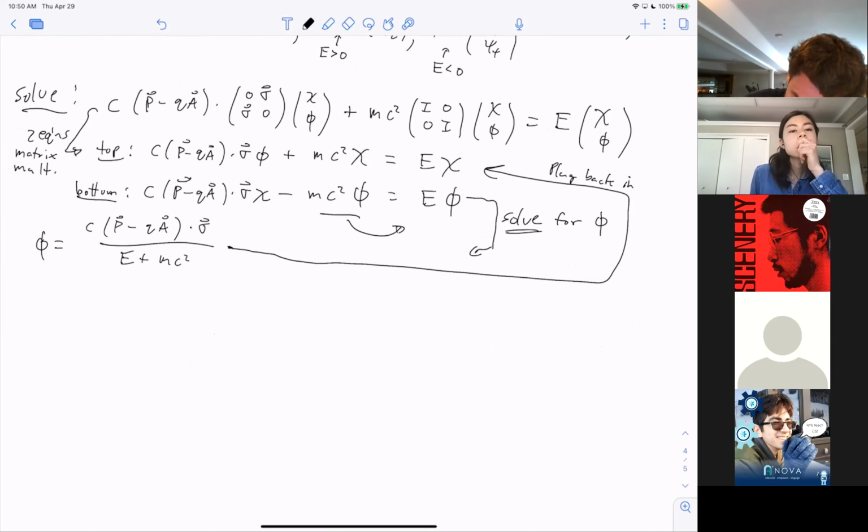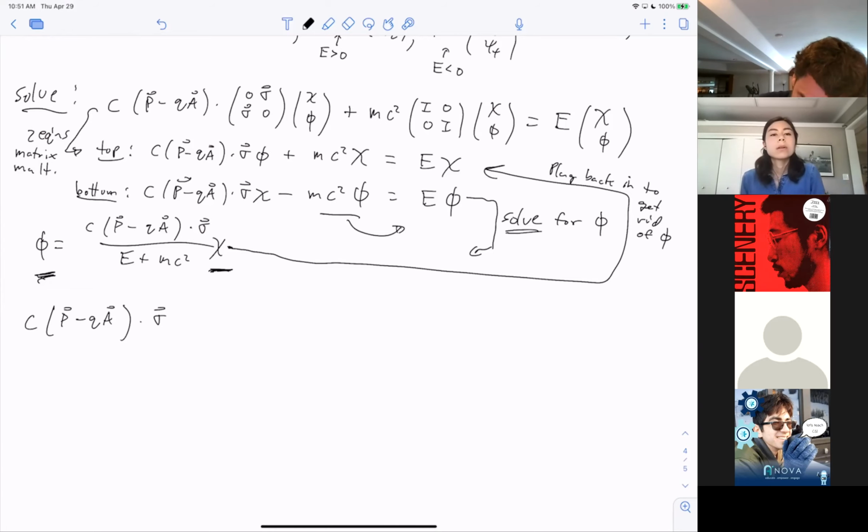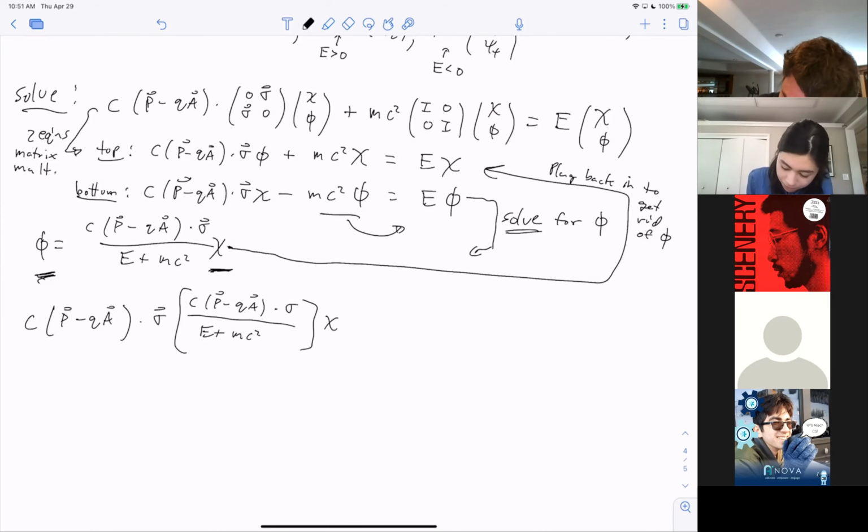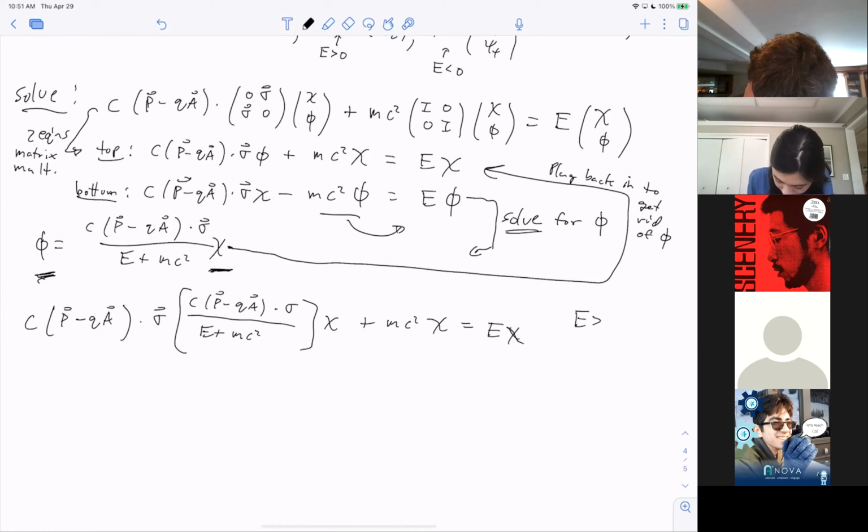Oh, I made a mistake here. I have a chi right there. So this is phi in terms of chi. There's a relationship between phi and chi. So now I'm going to plug it into that top equation to get rid of phi. And when I get rid of phi in that top equation, it turns into this: C times P minus QA dot sigma times C P minus QA dot sigma, all over E plus mc squared, times chi, plus mc squared times chi equals E times chi. Okay, and so this is nice because now it's all in terms of the E greater than zero states.